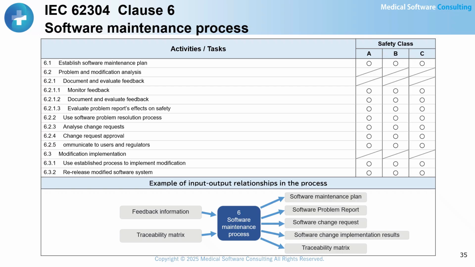Furthermore, we must confirm that a software modification does not introduce new hazardous conditions that were not present prior to the change. In the activity of modification implementation, the standard requires that modifications be carried out using the established processes. Finally, the revised software must be released according to the procedures for system-level software release.